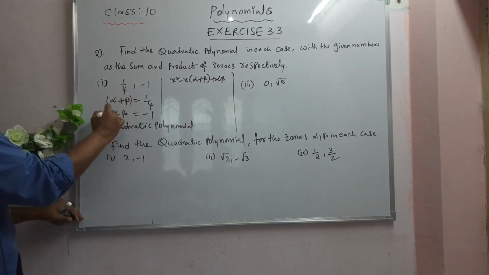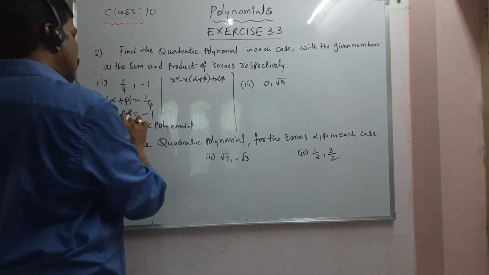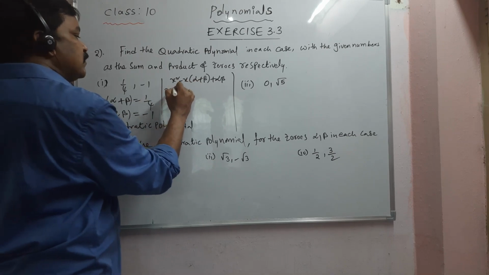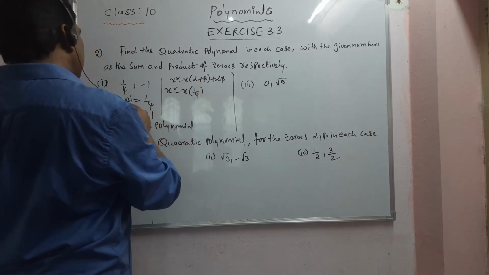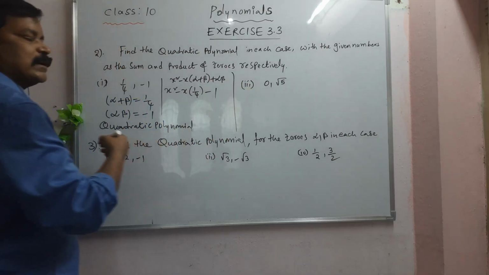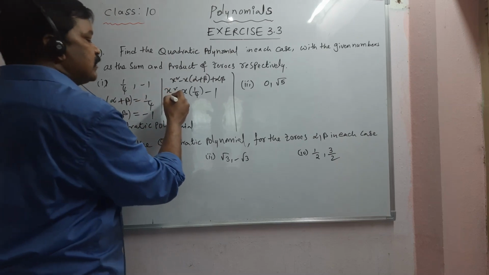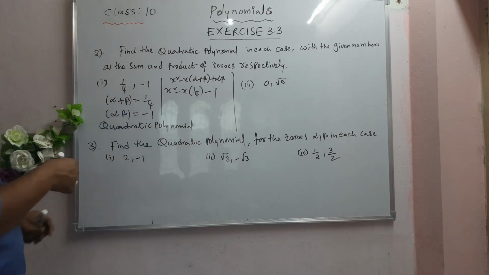Here the sum and product are given. Alpha plus beta is 1 by 4, alpha beta is minus 1. That means x square minus x times 1 by 4. Alpha beta means minus 1, plus into minus is minus 1. So that is x square minus x times 1 by 4 minus 1.